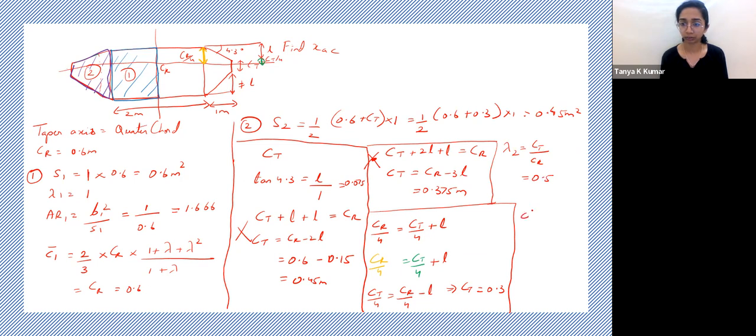What was the equation for C bar, the mean aerodynamic chord of just the purple part? What will it be? Let's write this down. So C bar 2. What was the equation? It's 2 by 3 CR into 1 plus lambda square by 1 plus lambda. That comes to, can you tell me the value?